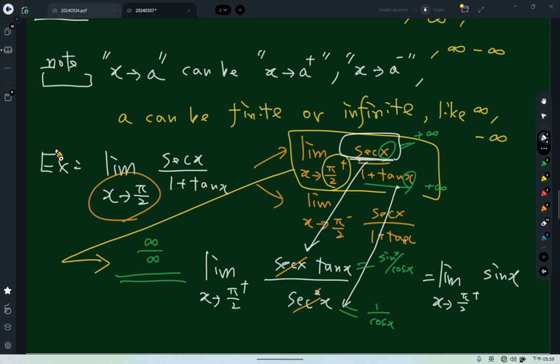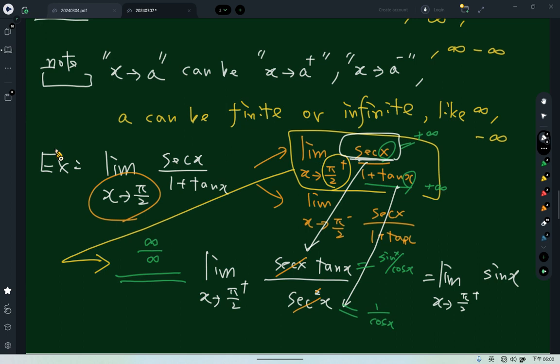Let me just repeat the process again. You can see if I directly use 1/2 pi plus to replace x here, you will get infinity. If you use 1/2 pi plus to replace x here, you also get infinity. So you will have infinity over infinity form. It's an indeterminate form, just like 0 over 0. So we can just continue to differentiate it, right?